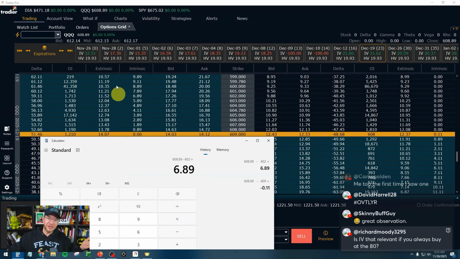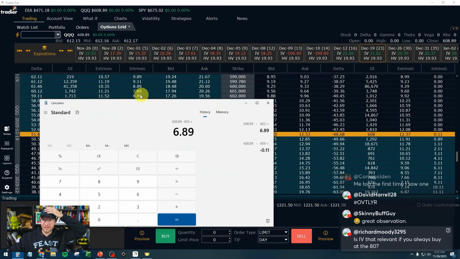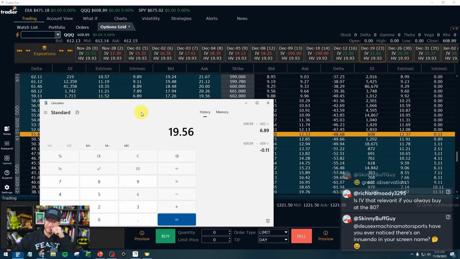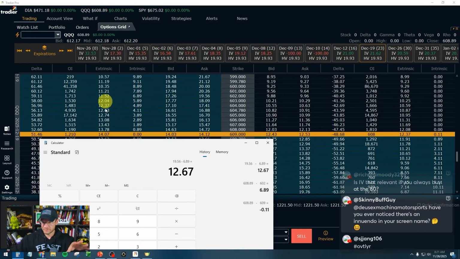Everything else. Now, how do you get to the extrinsic value? You literally just take the current price minus your intrinsic value. So 19.56 minus 6.89, and you got 12.67. Now, of course, this is kind of wide right here, and this is taking the midpoint of those two. Okay, so that's where that number is coming from, the extrinsic value. So all of the implied volatility value is falling into where? The extrinsic value. Exactly correct.